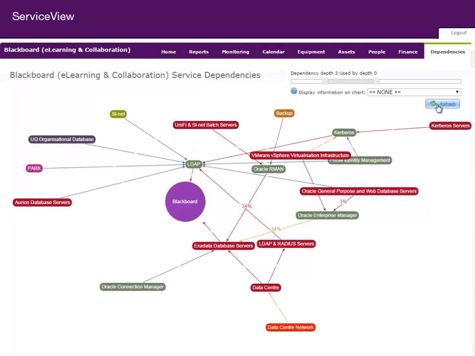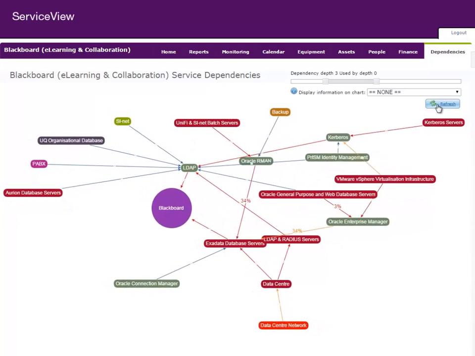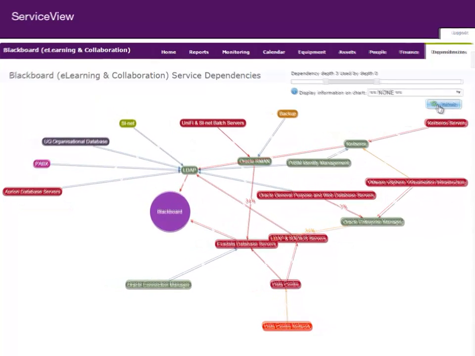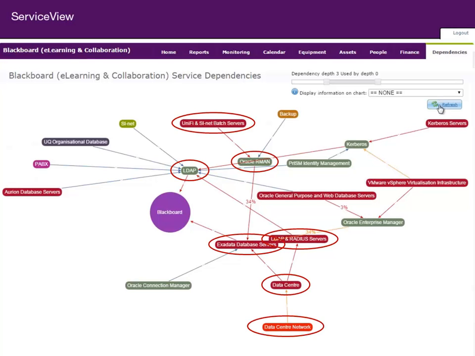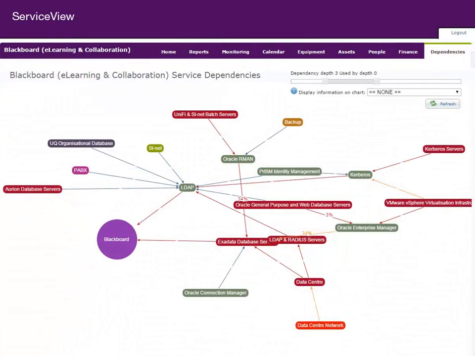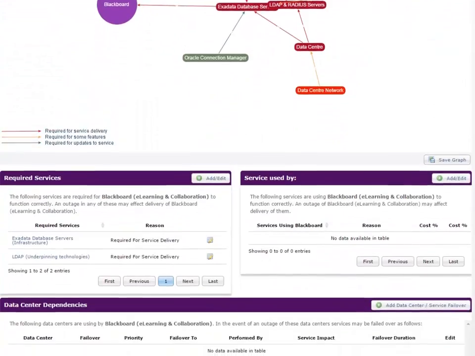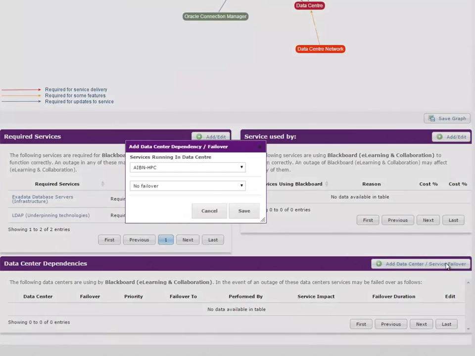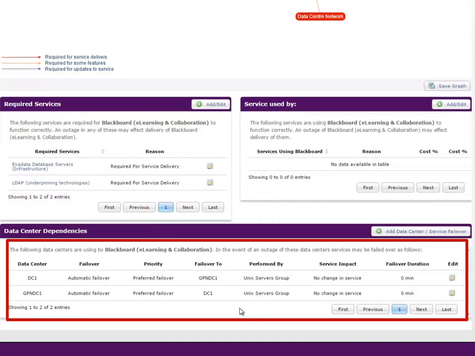Using this approach, we can see that Blackboard is dependent on more than the 2 original services, as those services also have dependencies. The final piece of information we want to capture is data center dependencies. The engineer can enter the data centers where the equipment is located and what the failover capabilities are.